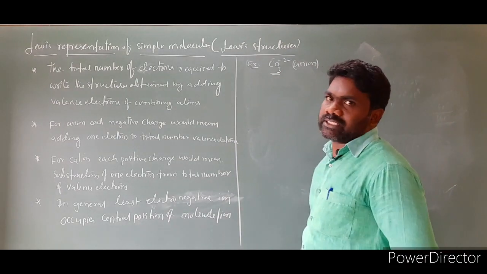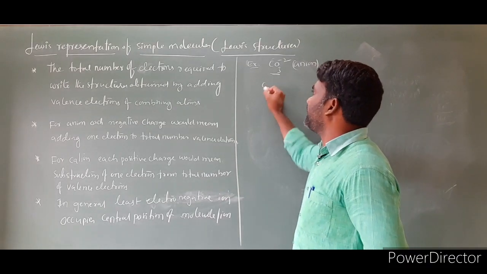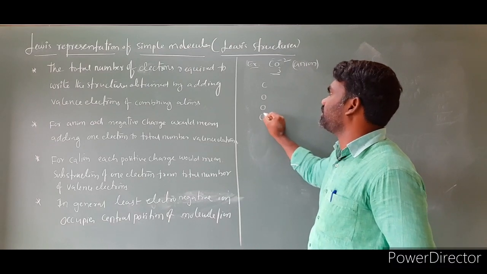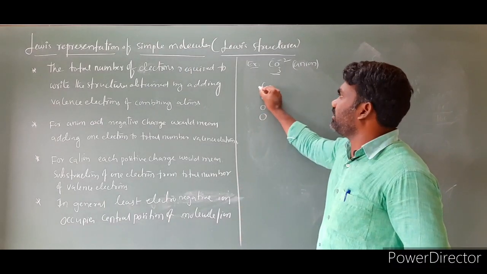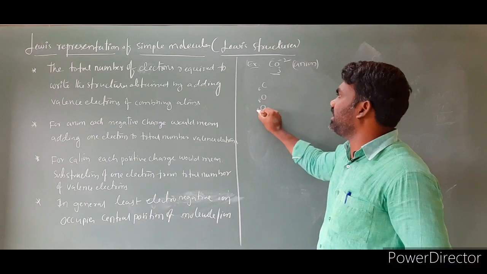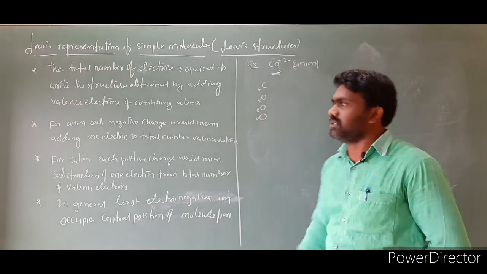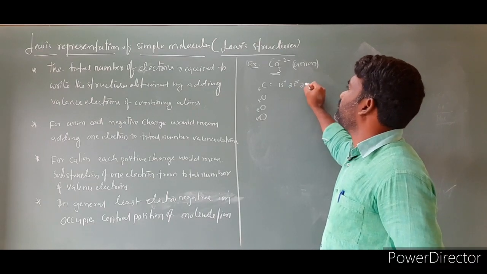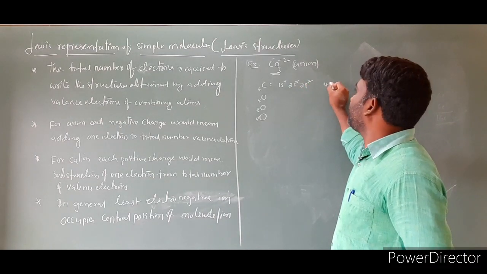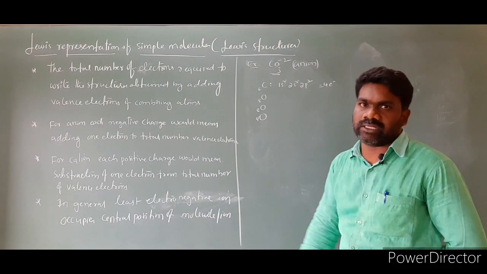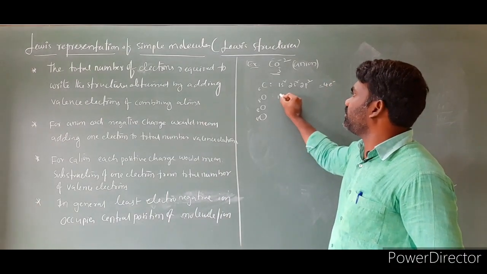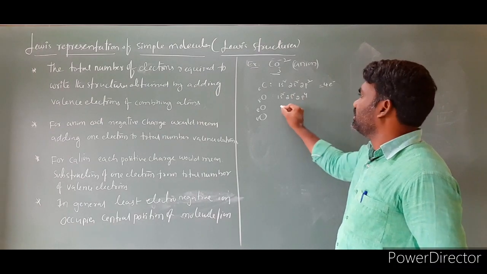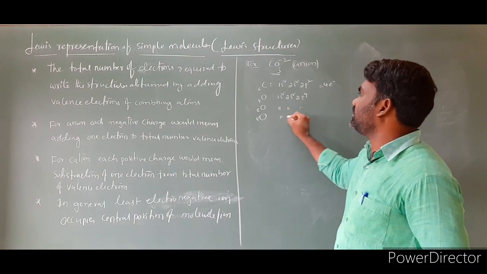First, what are the atoms there? Write them: carbon and 3 oxygens, first oxygen, second oxygen, third oxygen. Write their electronic configurations. Atomic number of carbon is 6, oxygen is 8, all oxygens will be 8. Carbon: 1s2, 2s2, 2p2. Total number of valence electrons is 4. Oxygen electronic configuration is 1s2, 2s2, 2p4, and the other oxygens are also the same.